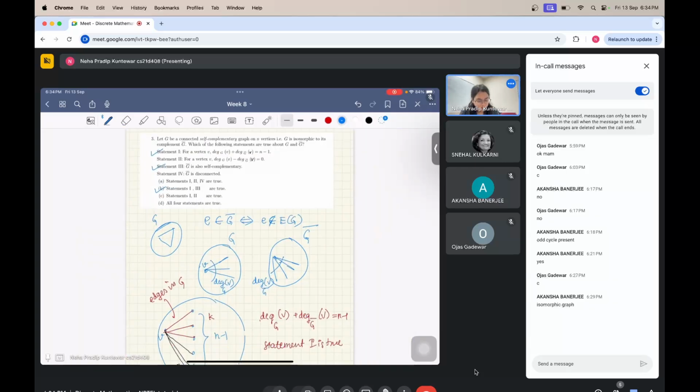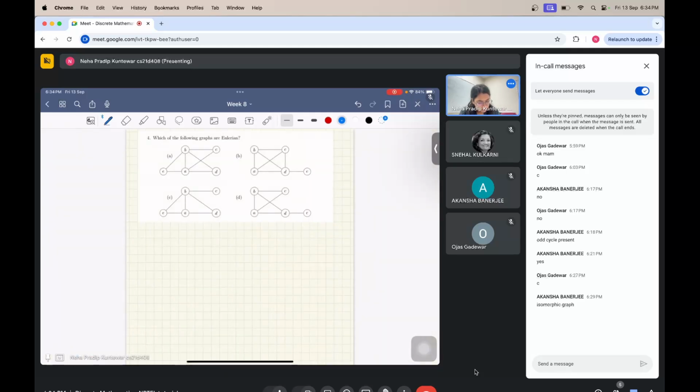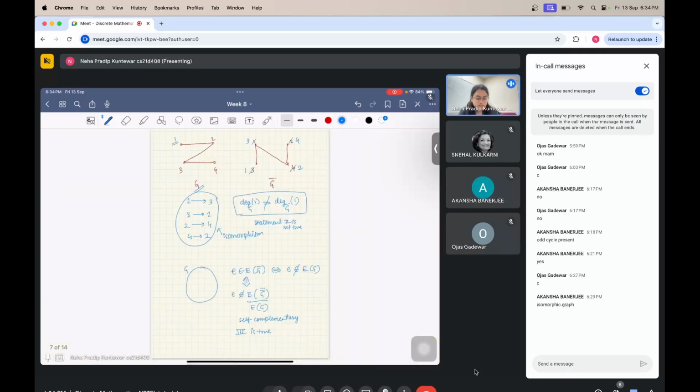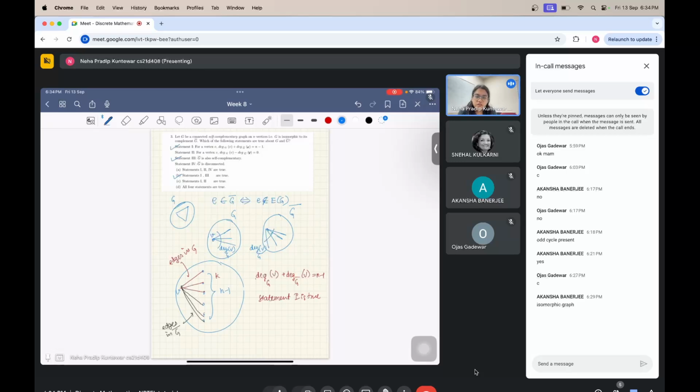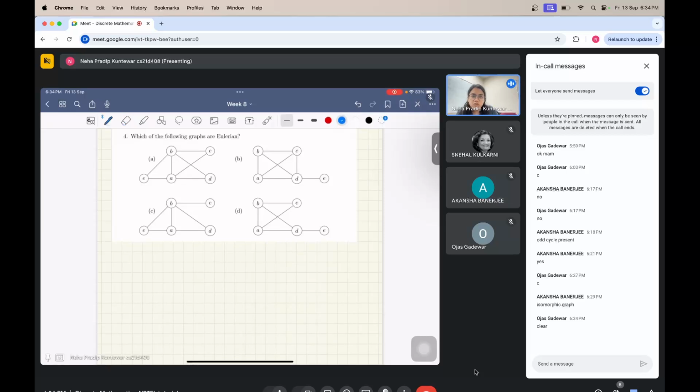Okay. Yeah, are there any questions about this, or shall we move on to the next one? Okay. Right. So now you've been given a set of graphs, so you have 4 graphs here. You want to tell which of them are Eulerian. So what do you mean by Eulerian?